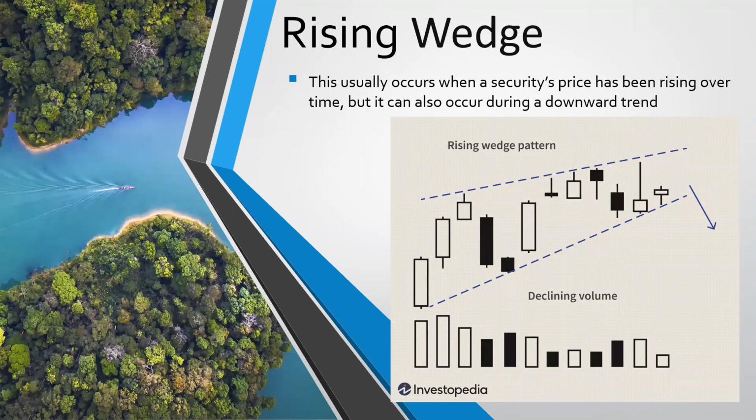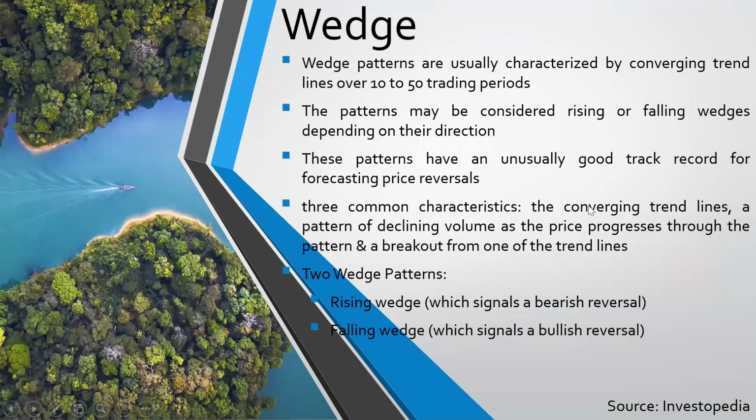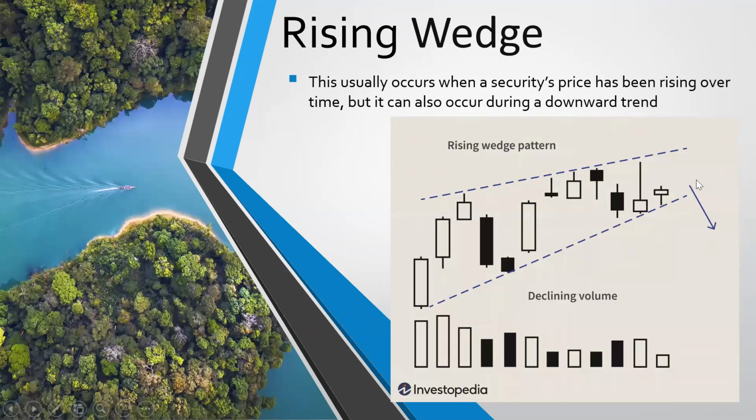A rising wedge signals a bearish reversal. This usually occurs when a security's price has been rising over a period of time, usually between 10 to 50 periods, as we just saw, but it can also occur during a downward trend. So basically it's rising, and then the two trend lines are converging, and the volume is decreasing. First characteristic is converging trend lines. Second is declining volume. The third is a breakout from the trend line.